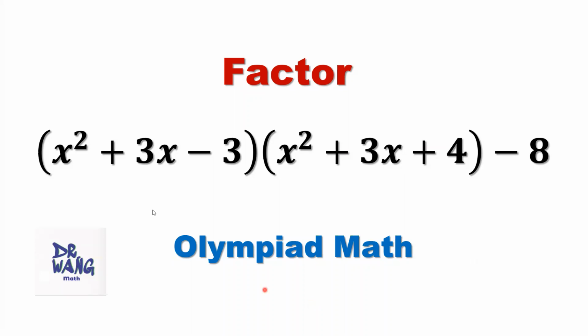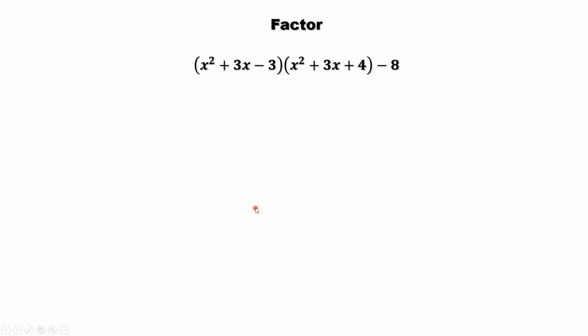We want to factor this polynomial. The degree of this polynomial is 4. Here's 2, here's 2. Now, in general, how to factor this polynomial?